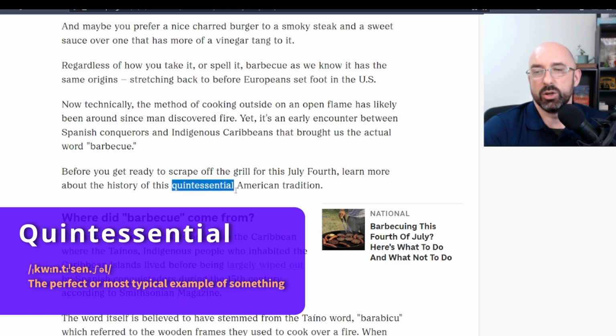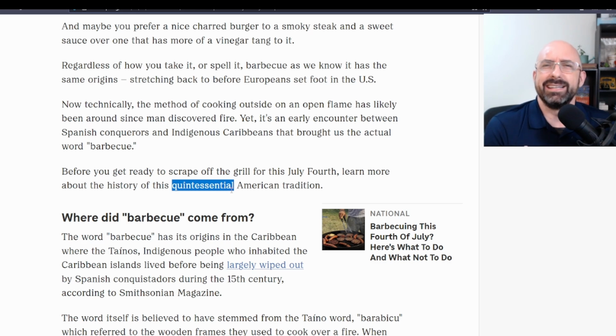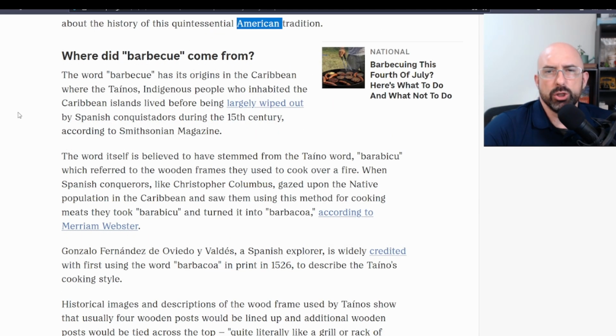Quintessential is something that is specifically about whatever the noun is talking about. So quintessential America means like apple pie, baseball. It's purely American. You can connect it right to America, right? We might say something is quintessentially or quintessential another country. You might say good engineering, especially cars, is quintessential German, quintessentially German, if you're using the adverb form. So this is a quintessential tradition, an adjective, and American is also an adjective. So, quintessential American tradition. Right, let's look at, where did barbecue come from?